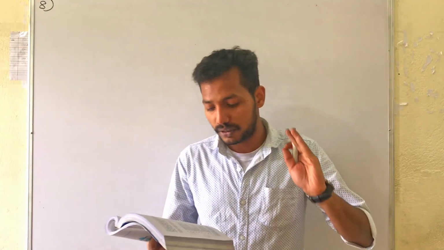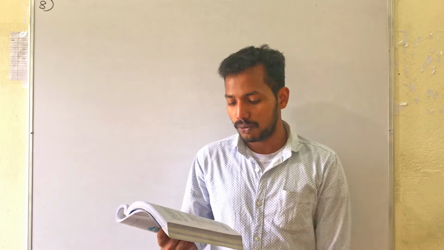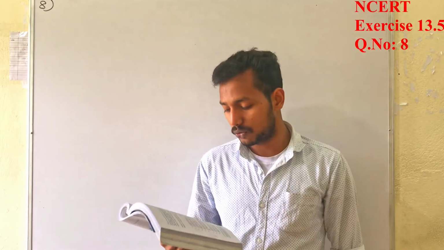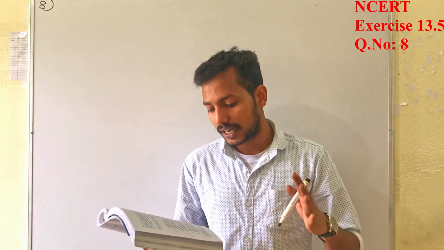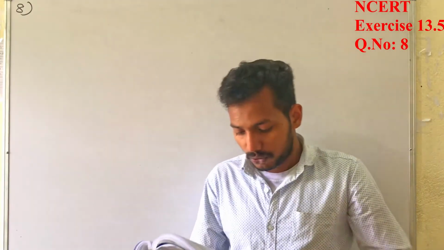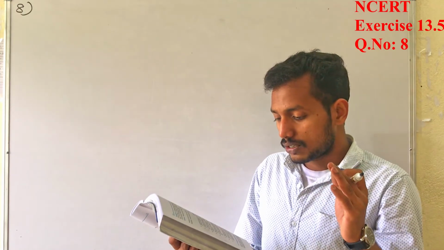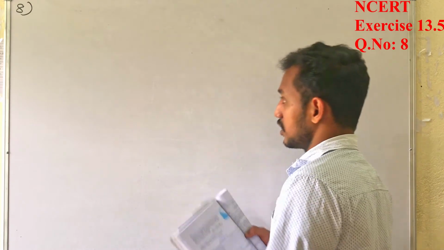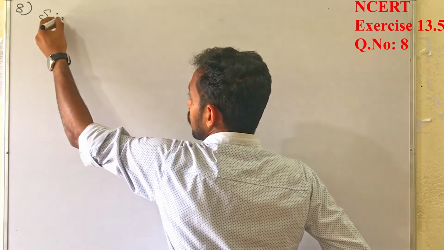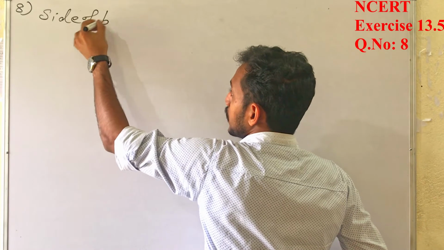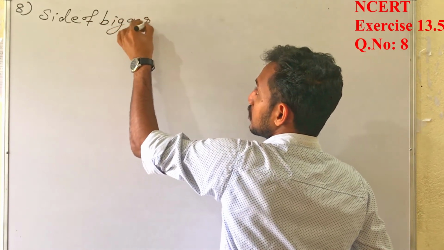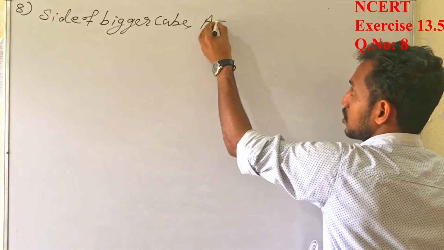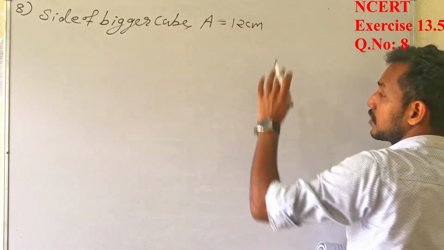Next I am taking question number 8. A solid cube of side 12 centimeter is cut into 8 cubes of equal volume. What will be the side of the new cube? So for this question, the side of the bigger cube, capital A we can give, is equal to 12 centimeter.